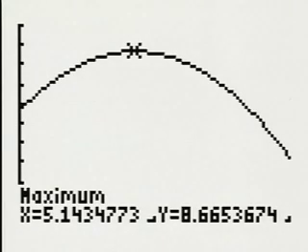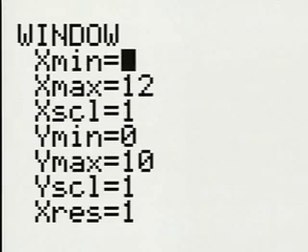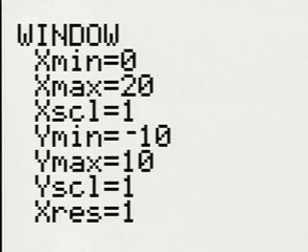For part B of this problem, we want to estimate the rate in the year 2010. What we're going to do there is adjust our window settings. We're going to change x max so that it is 20. That would put us in the year 2012, which is past what we want. Now y min, we're not sure what's going to happen, so let's go ahead and go down to negative 10 just in case. We'll keep our y max at 10 since we saw that the peak was not past 10, and we'll keep our scale at 1.